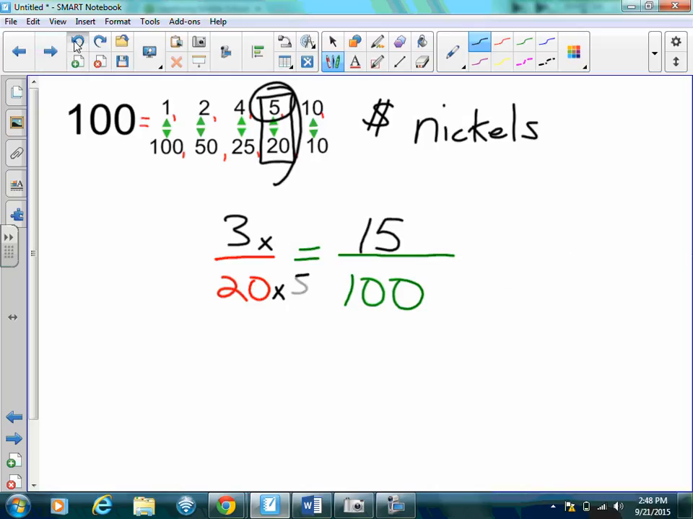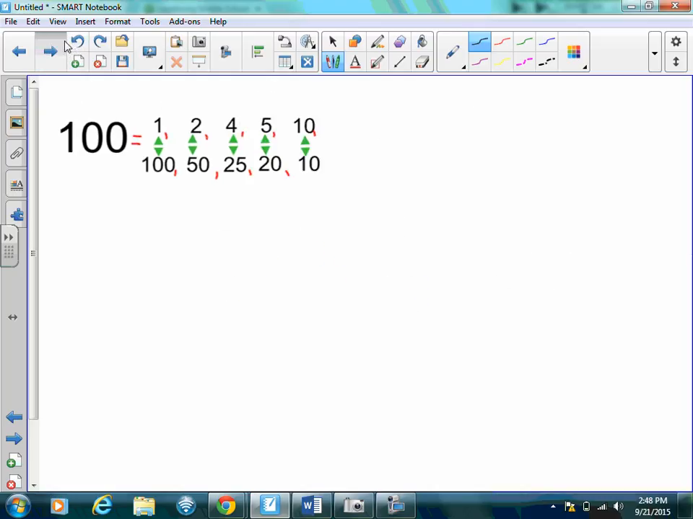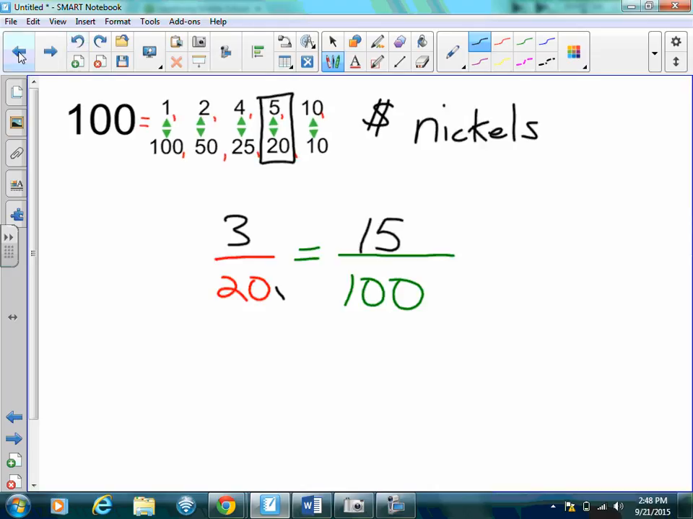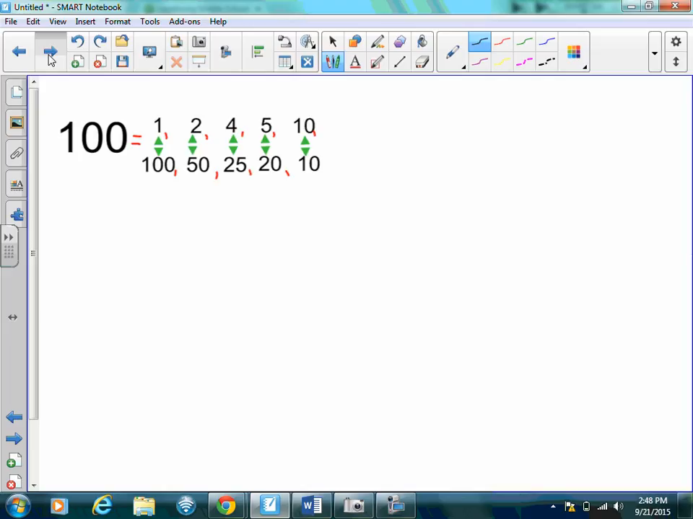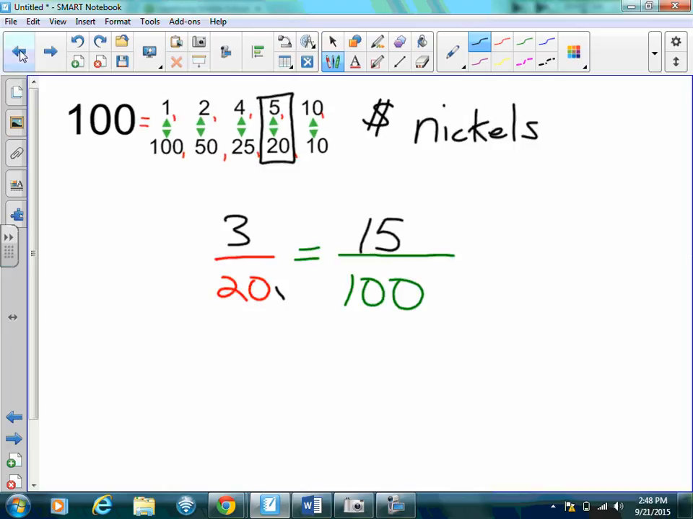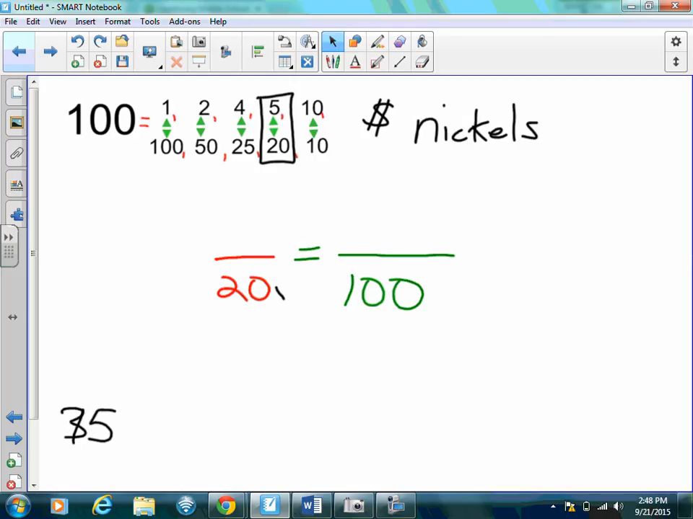Let's try another nickel one. Any bottom with the 20 means nickels, that is money. Okay. And let's find it again. Here we go. All right, so let's take out our 3, let's take out our 15, let's take out this little sign here. Let's try a little bit tougher one.